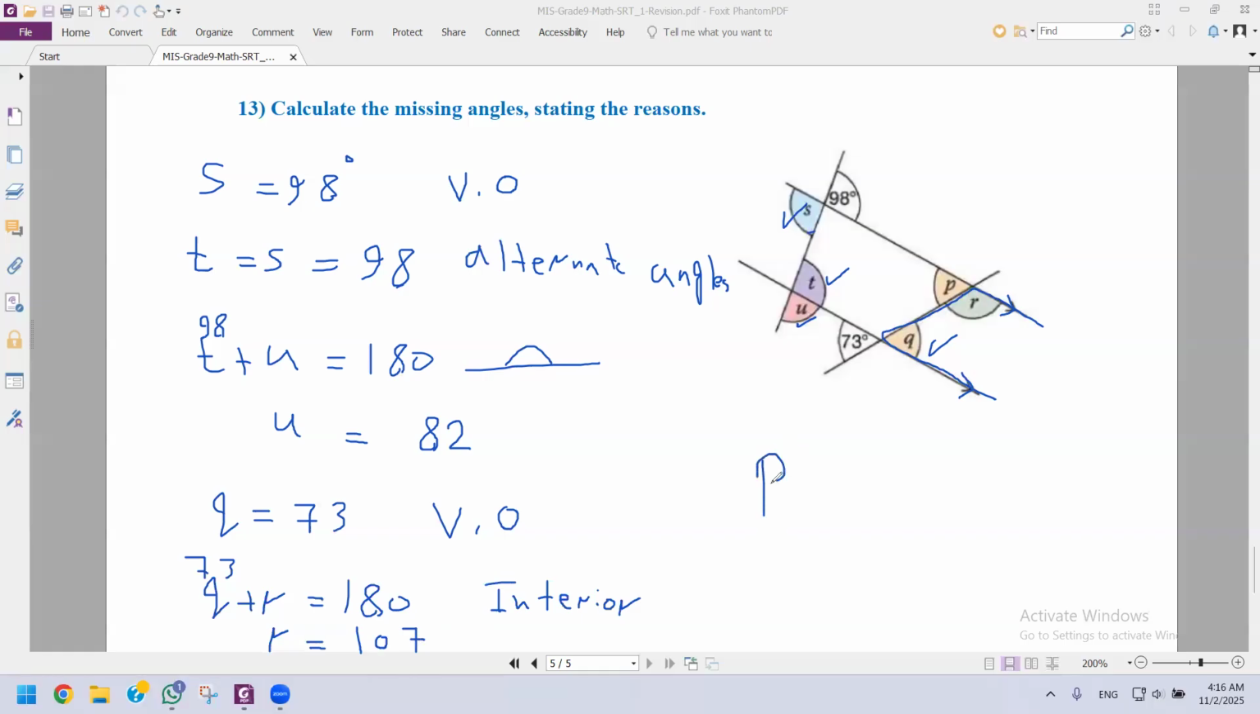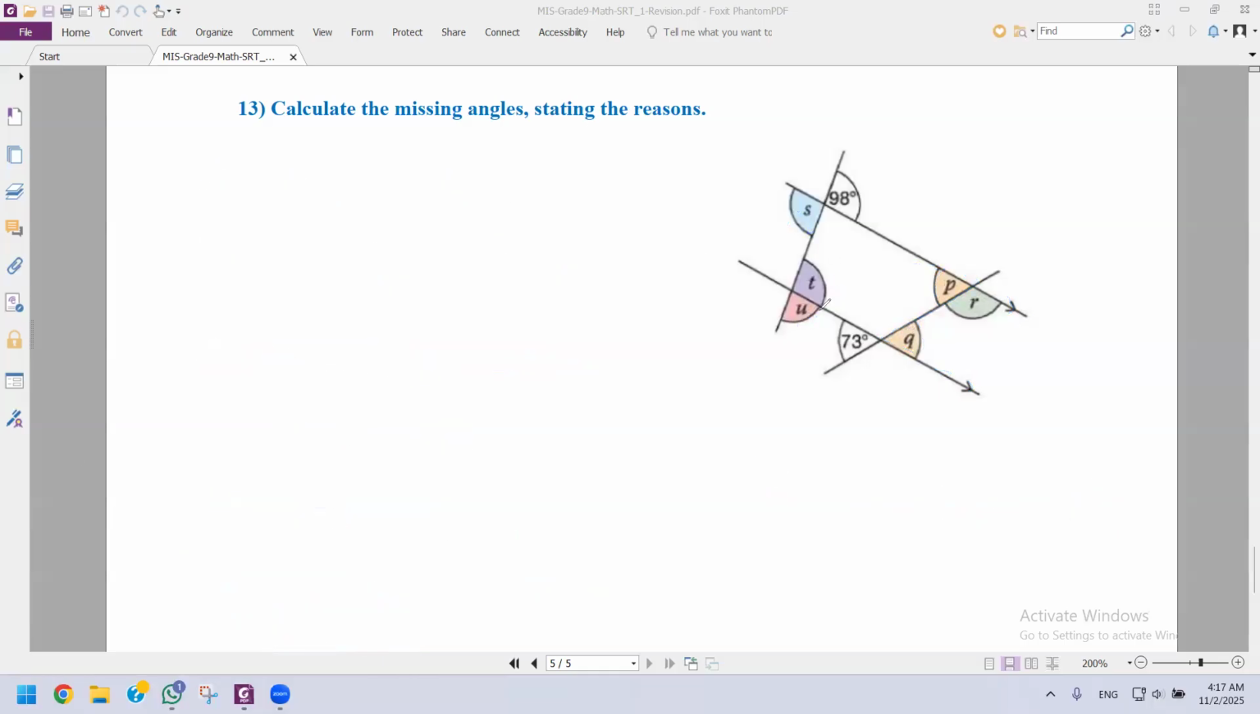Now let's find P. We can do 180 minus R, or we can say that this is a Z shape. So P and Q are equal, which is equal to, what is Q? 73. Why? Alternate angles. Also, do we have corresponding angles here? Let me check. You can say that T is equal to 98 because they are corresponding angles, like an F shape.